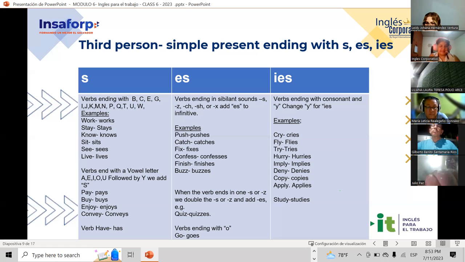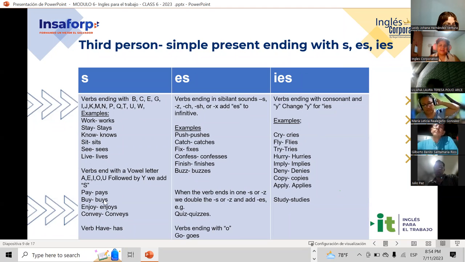The other examples: stay, stays. Know, knows. Sit, sits. See, sees. Live, lives. Okay, we add just the letter S. Also, with a vowel letter A, E, I, O, U followed by Y, we add the letter S. For example, pay, pays. We add just the letter S.